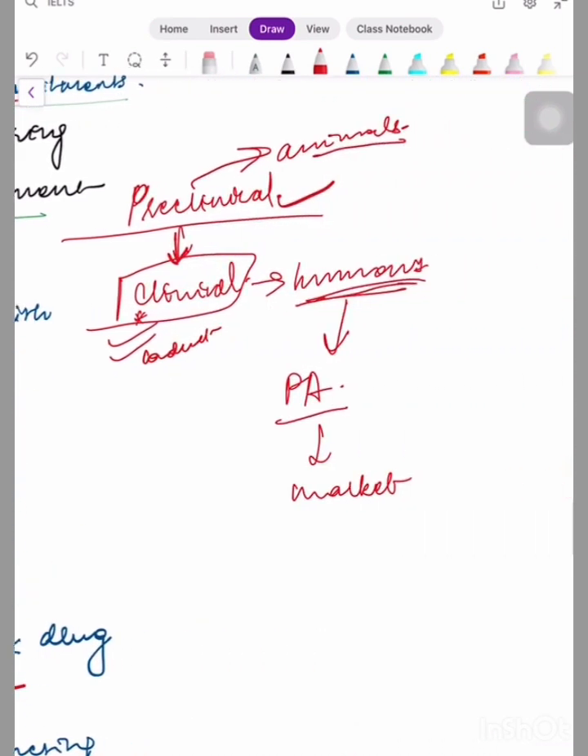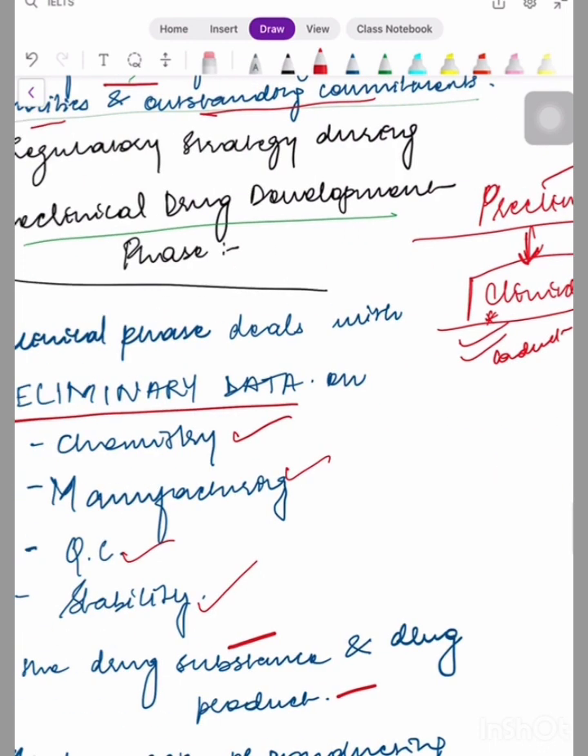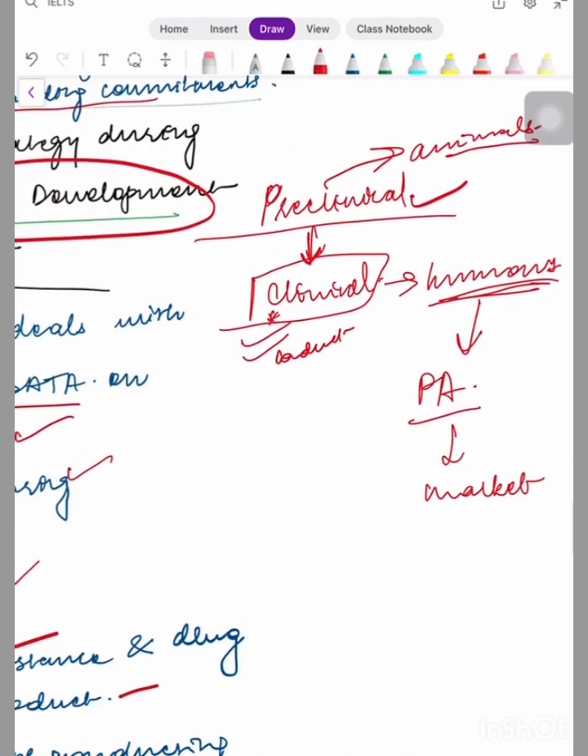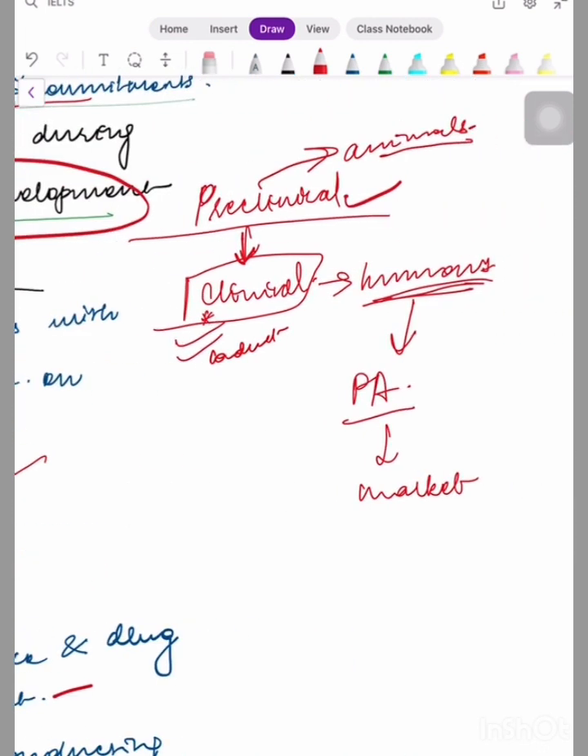Now the next subtopic is regulatory strategy during preclinical drug development. Now if you have listened to my video regarding drug development, there I have talked in detail about a lot on drug development, and here we are talking about the preclinical phase. Now what happens is, there is this preclinical phase. Okay, here the testing is done on animals.